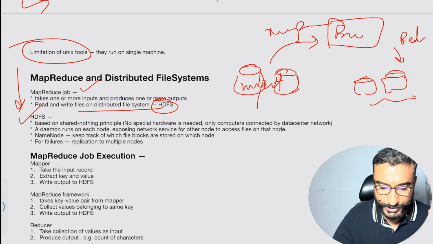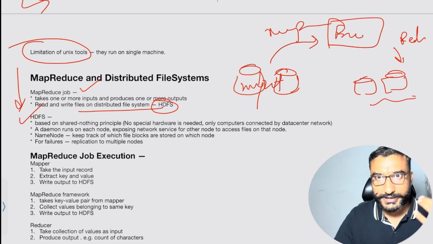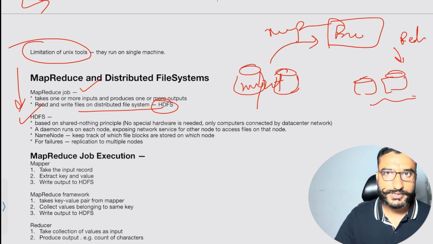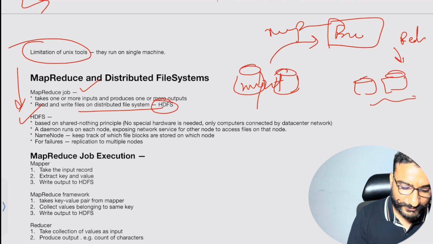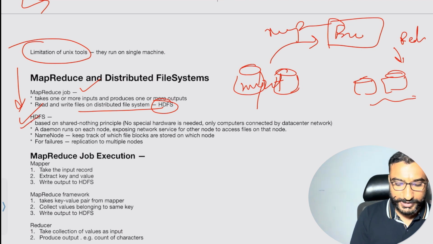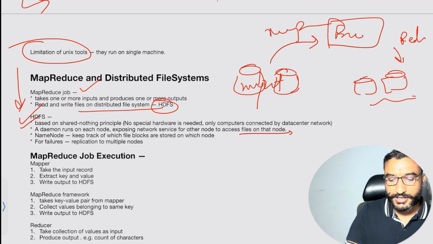This can run on commodity hardware, and the only thing we need is that the computers are connected with each other on the data center network. Second, a daemon runs on each node, exposing a network service for other nodes to access files on that node. So when we say distributed file systems, we want to ensure that this server should be able to access all the files, right?